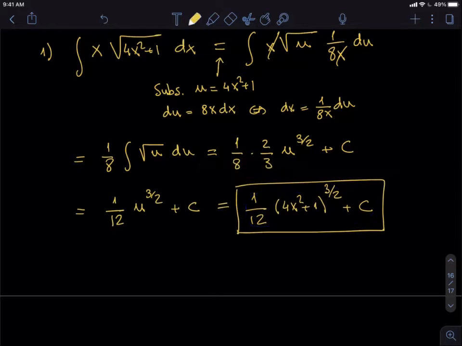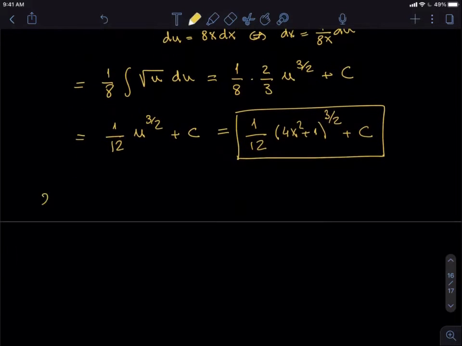Again, please take a moment now to check that if you take the derivative of this function, you get the original function x square root of 4x squared plus 1. Let's do a few more examples.